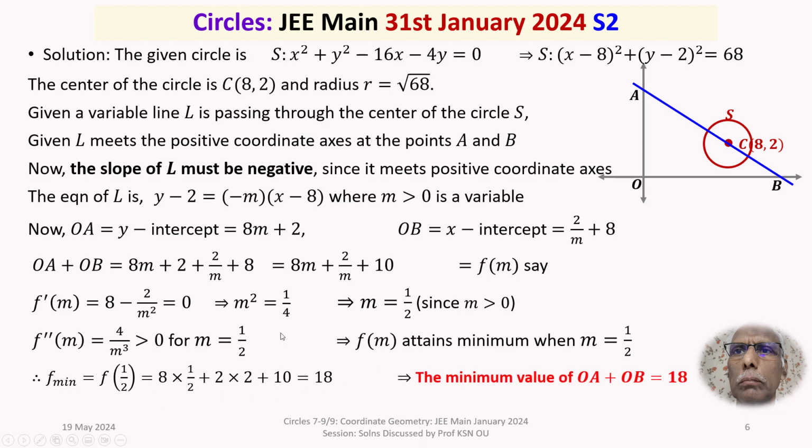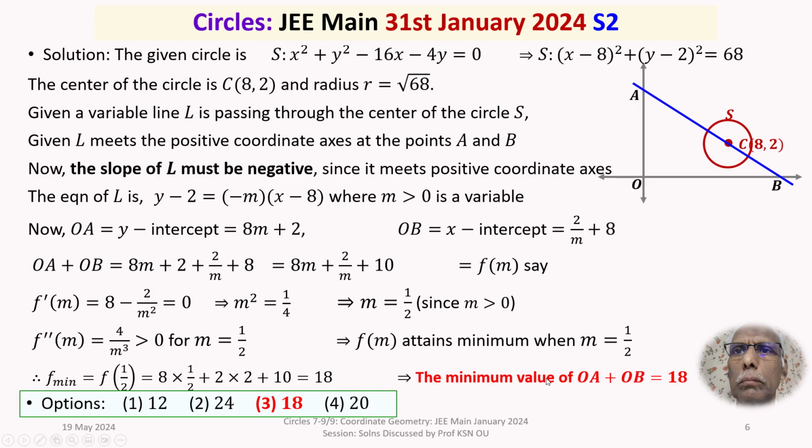f of m is equal to 1 by 2 plus 2 by m. Substitute 8: 1 by 2 plus 2 into 2 plus 10, that is 18. The minimum value of OA plus OB is 18. Let's look at our options. Our answer, the minimum value of OA plus OB is 18, appears against option 3. Therefore, the answer to this question is option 3.